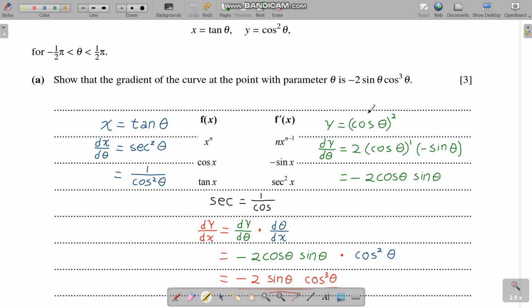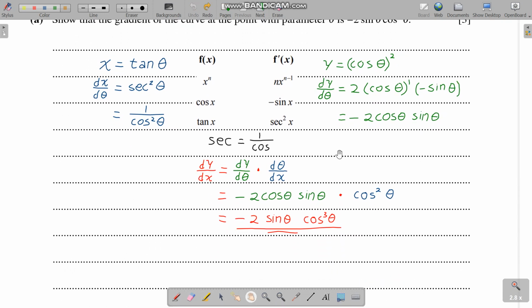For the y, when we differentiate the y here, we have to use the power rule first. So we bring the power down, we have 2 times, the new power is 2 minus 1, which is 1. But since the base is not a simple x or theta, we have to use the chain rule. We have to multiply by the derivative of the base. The derivative of cos is minus sine, so we multiply by minus sine because of the chain rule. So in the simplest form, we have minus 2 cos sine.